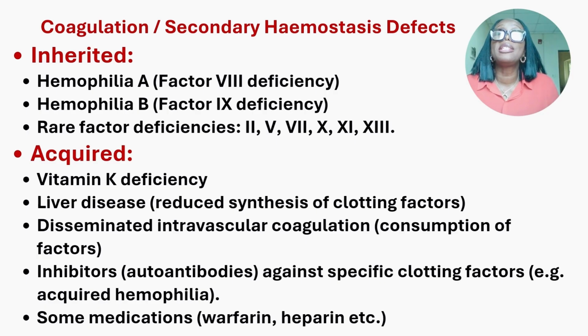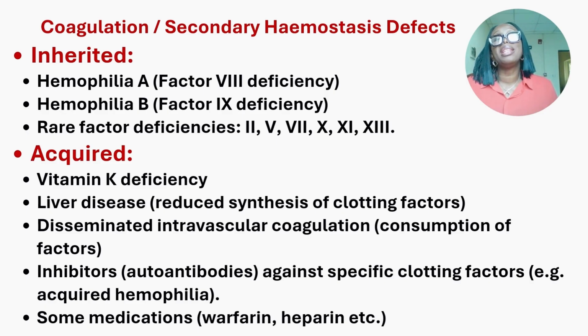And then we have liver disease. The liver is the site of production of almost all the clotting factors, and therefore liver diseases like liver cirrhosis can reduce the synthesis of these clotting factors, leading to bleeding disorders. And then we have disseminated intravascular coagulation. During this process, DIC, there is consumption of clotting factors. And also, when an individual develops inhibitors, that is autoantibodies against its own specific clotting factors, that's what we call acquired hemophilia.